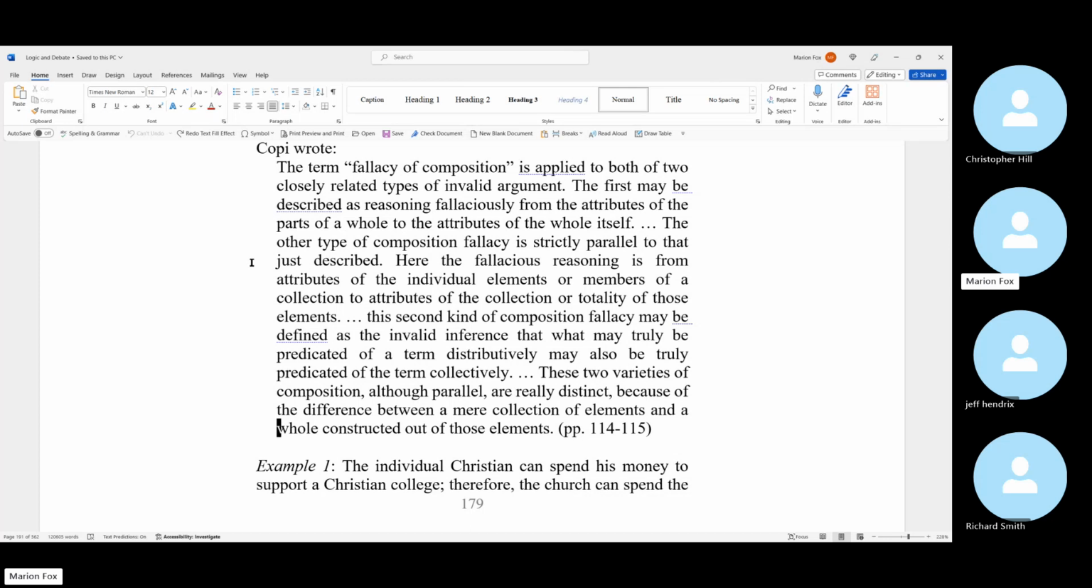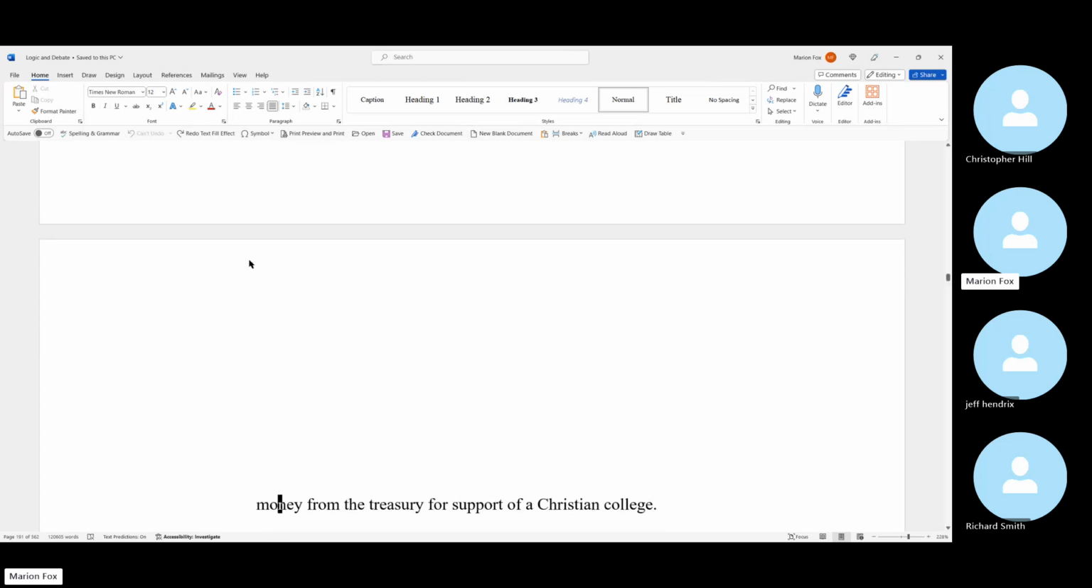The second kind of composition may be defined as invalid inference that what may truly be predicated on the term distributively may also be truly predicated on the term collectively. So what's true of the individual parts is true of the whole. That's what he's saying there. And they, although parallel, are really distinct, because of the difference between the mere collection of elements and the whole constructed out of those elements. But they still have the same fallacy.